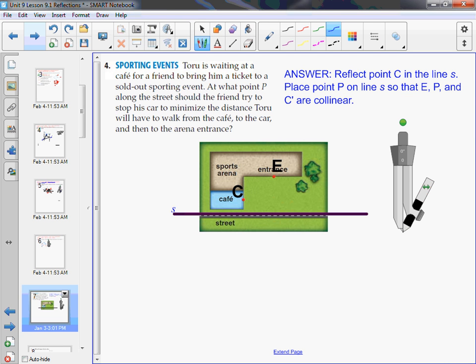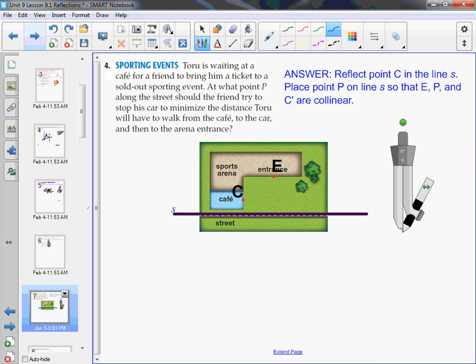Taru is waiting at a cafe for a friend to bring him a ticket to a sold-out sporting event. At what point P along the street should the friend try to stop his car to minimize the distance Taru will have to walk from the cafe to the car and then to the arena entrance? All right, so what's going on here is that we need to get the shortest distance from point C to the street to point E. Now, you've always heard something like, the shortest distance between 2 points is a straight line. That's true. But we've got to go to the street first.